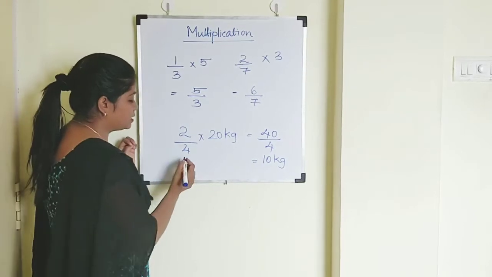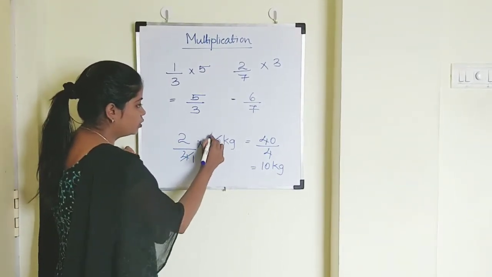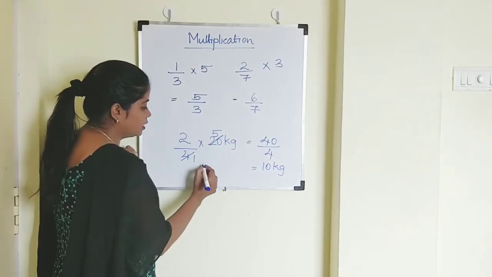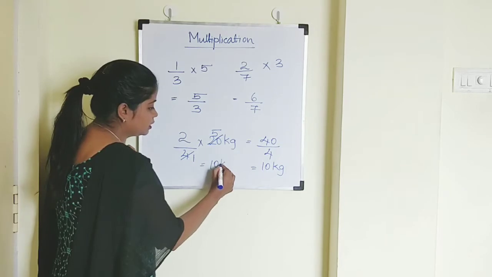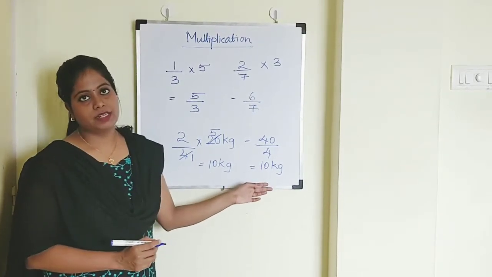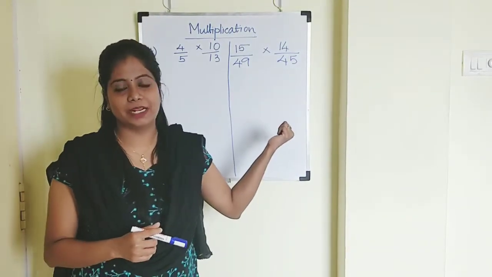There's one more trick I'll tell you. You can just cross multiply. 4 1s are 4. 4 5s are 20. So what is left? 2 and 5. So 2 5s are 10. So your answer is 10 kg. So this is how you do such kind of sums. Okay, so let's see few more examples of multiplication.